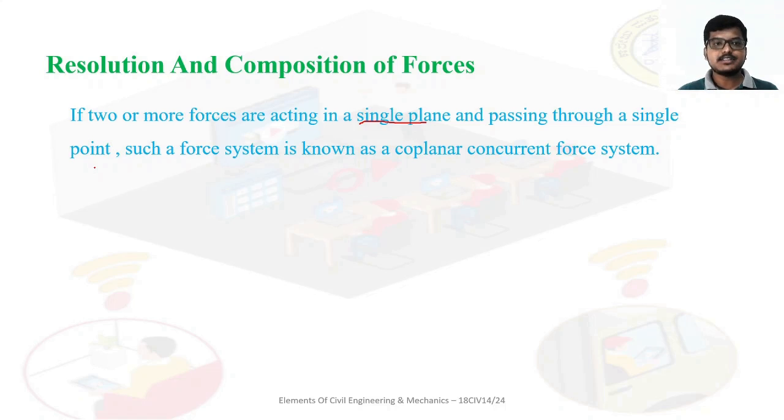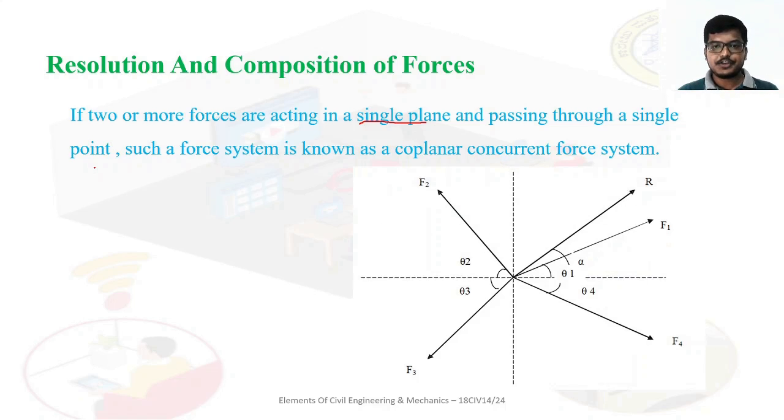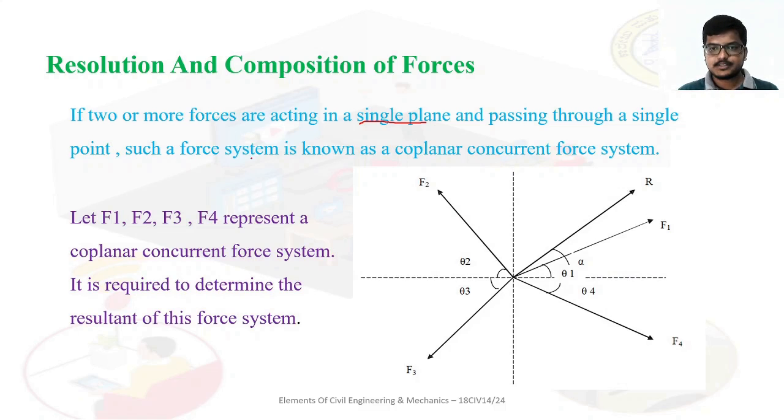How should we find the resultant of the coplanar concurrent force system? It is our motto today. So we need to find the resultant of a coplanar concurrent force system. See, let us consider these forces F1, F2, F3 and F4. They are on the same plane and they all meet at a point, that is, at the origin here. So let F1, F2, F3, F4 represent the coplanar concurrent force system. It is required to determine the resultant of this force system.